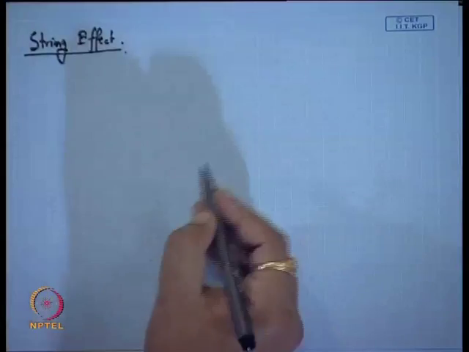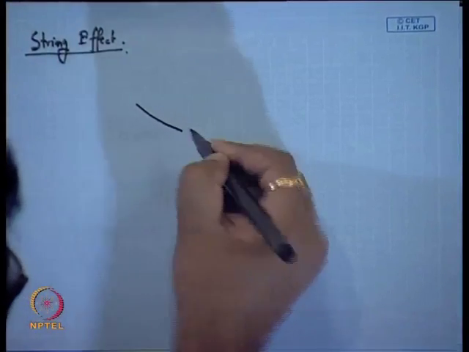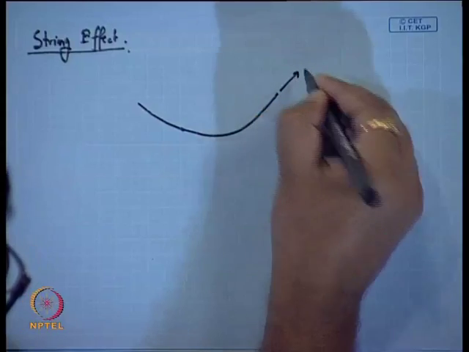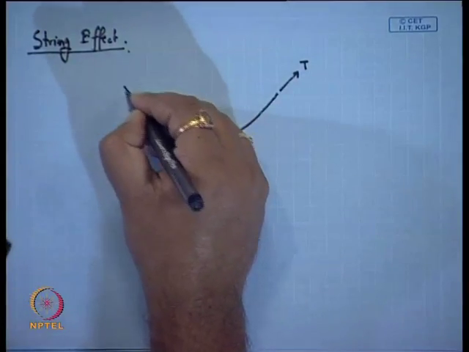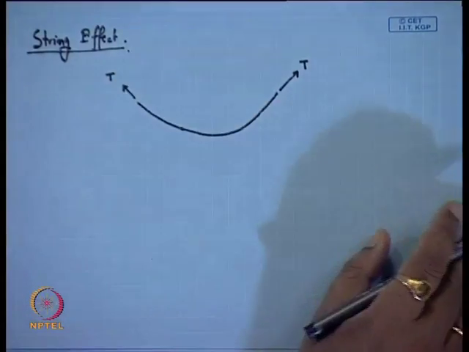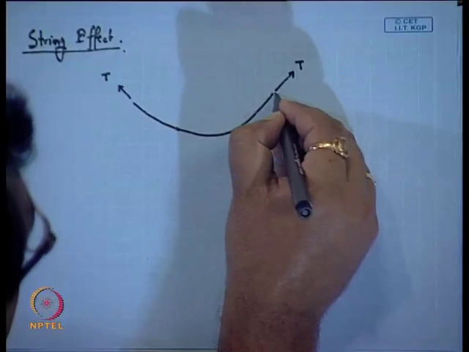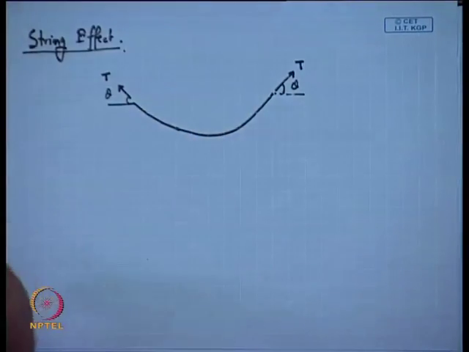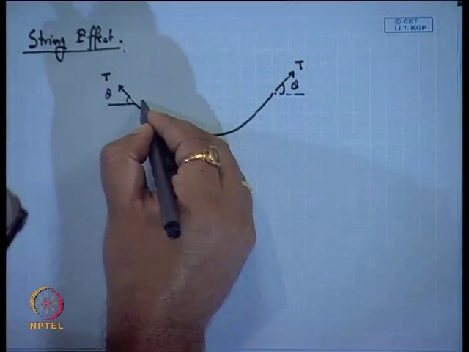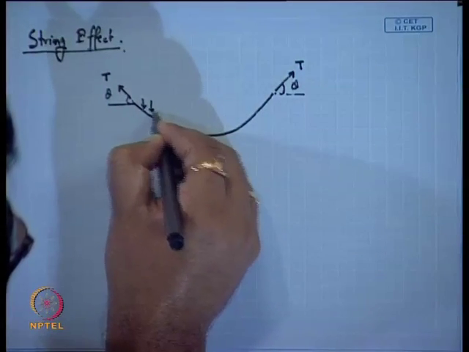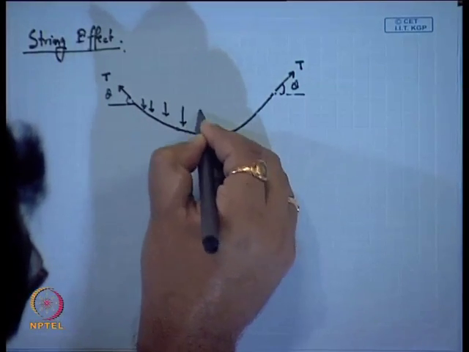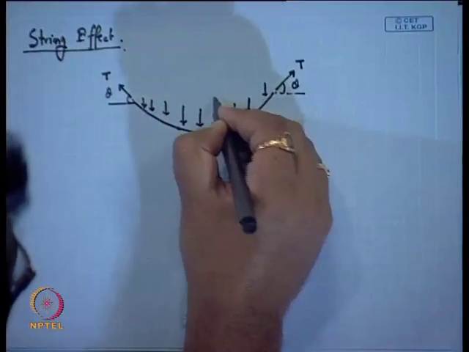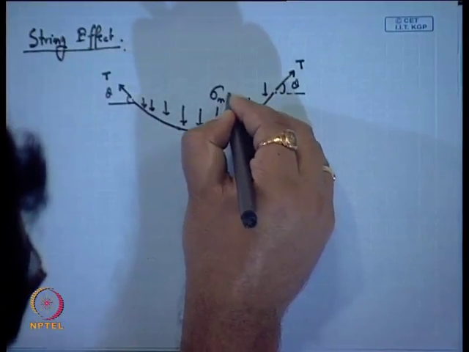Or membrane effect, we can say. So, there is a reinforcement pattern. Here the tension T is developed, and this angle is say theta, this angle is also theta. So, at the top of the reinforcement this force is acting, this is the normal force sigma n top.